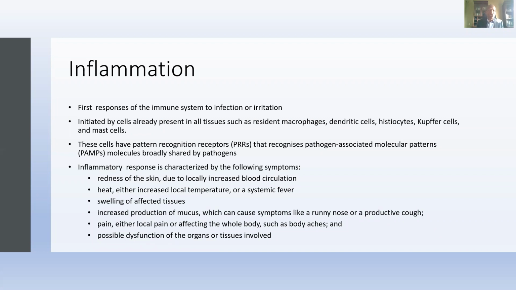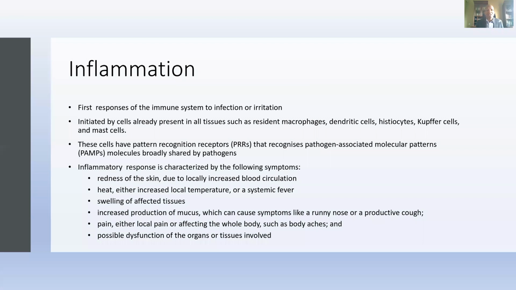And we'll teach you about inflammation. Inflammation is an important mechanism in protecting you from dissemination of the pathogen or further entry of the pathogen. It also forms an area where cells like macrophages, dendritic cells, histiocytes, Kupffer cells, and mast cells are able to recognize what pathogen is trying to invade the immune system.